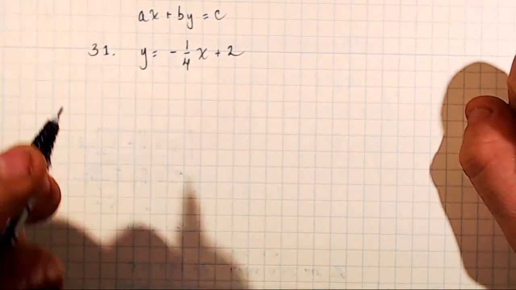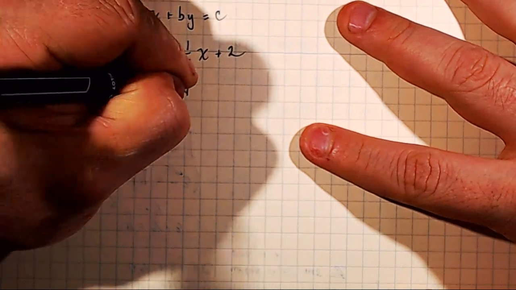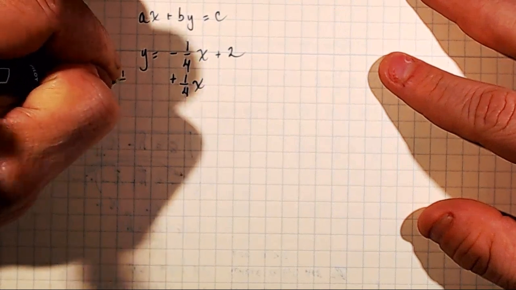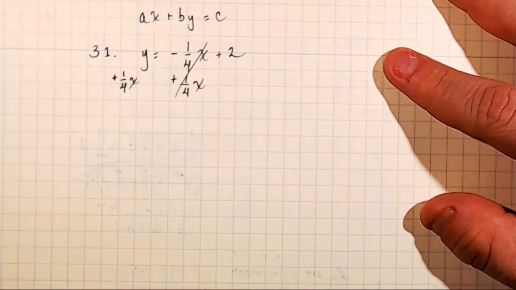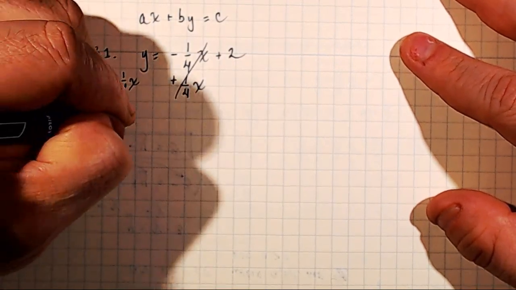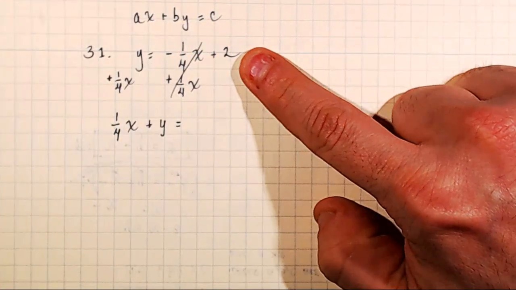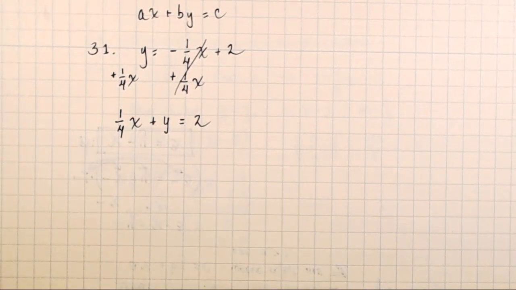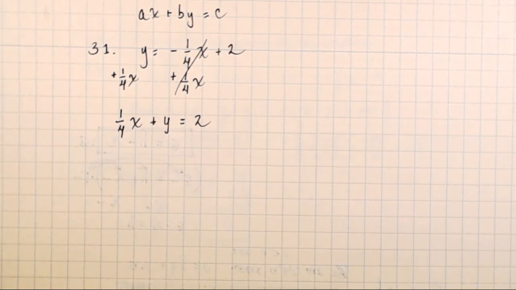I want to move this x term over to the left. So I will add 1/4 x, 1 over 4x, to both sides like that. On the right side, that cancels out, and I've got 1 over 4x plus y equals 2. Is this standard form? No, because we have a fractional coefficient in the a position.